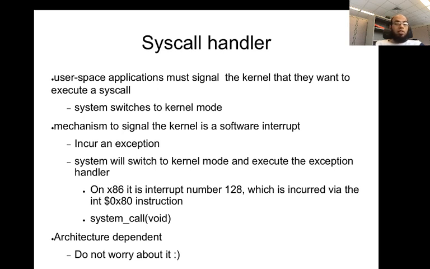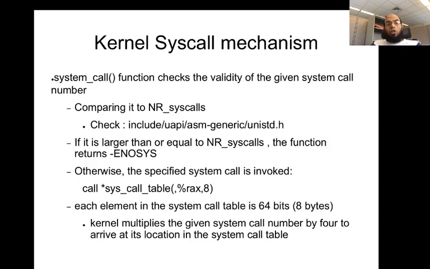And on x86, this is a predefined interrupt number, which is 128 for all system calls. And then a lot of how this handling happens is architecture dependent, and you do not need to worry about it. Basically, the flip from user mode to kernel mode is architecture dependent. And yeah, as we said, we are not going to do any architecture dependent work in this course. There are many mechanisms for system calls.